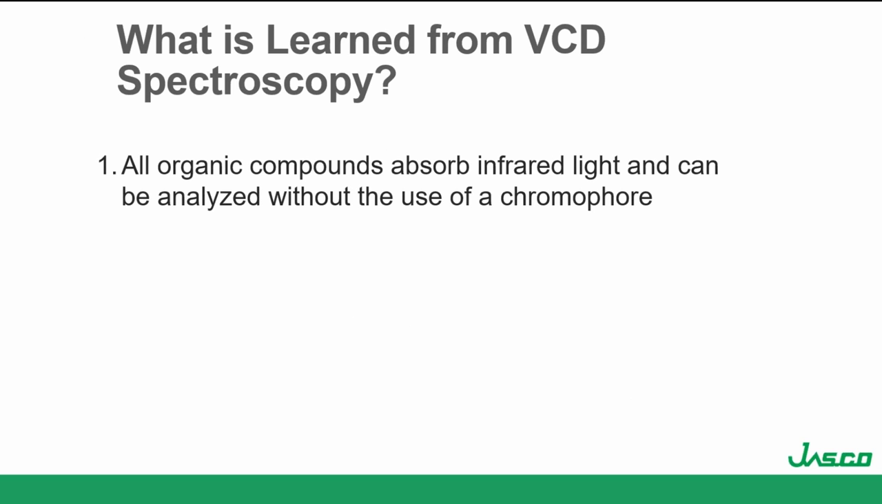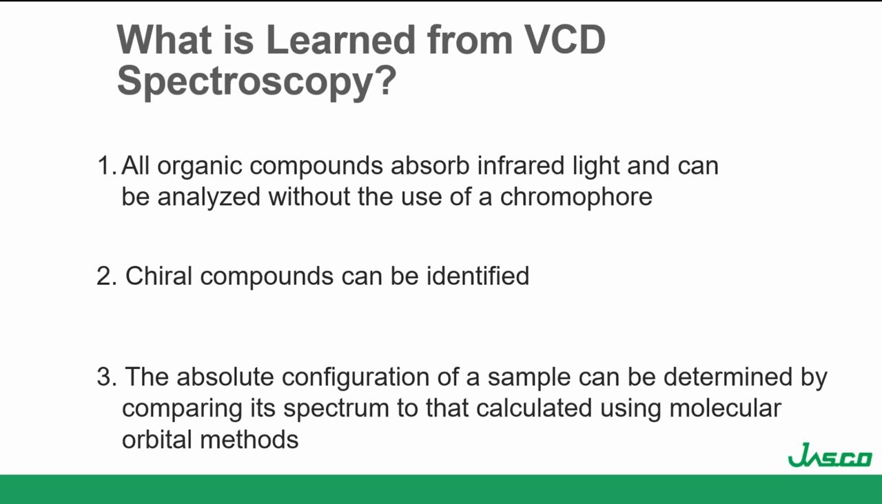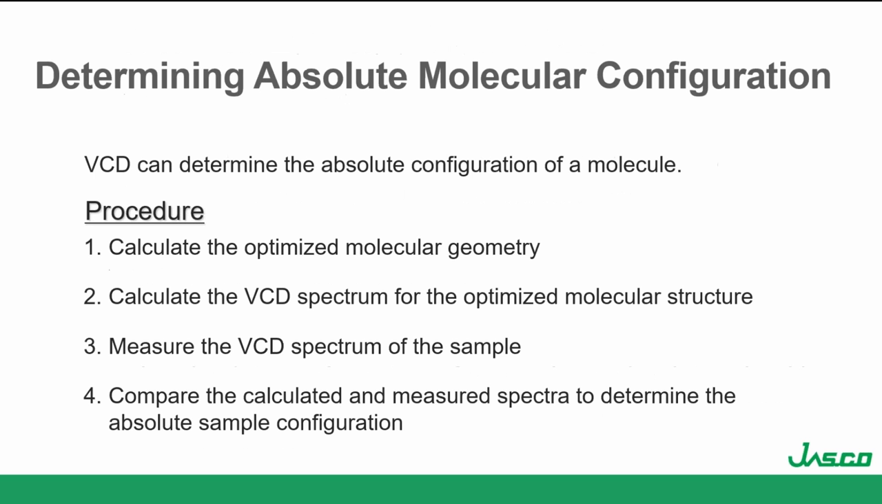So what is learned from BCD spectroscopy? First of all, organic compounds absorb in the infrared region, so there is no need to add a chromophore to the sample. Also, chiral compounds can be identified, for example, the alanine that I just showed before that has two enantiomers. And the big advantage is that the absolute configuration can be determined by comparing the measured spectrum with that based on molecular orbital calculation.